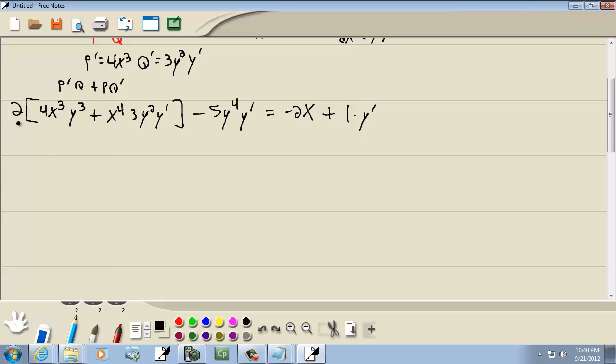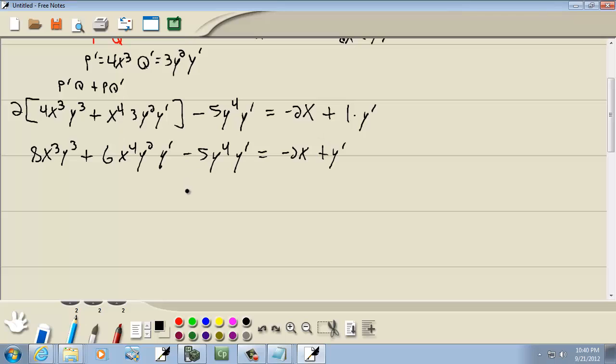Okay, I'll multiply 2 through. 2 times 4 is 8x to the third, y to the third. Plus, put the 3 out in front, x to the fourth, y squared, y prime. Actually, I didn't multiply the 2 through, did I? That should be 6. There we go, 2 times 3. Minus 5y to the fourth, y prime, equals negative 2x plus y prime.